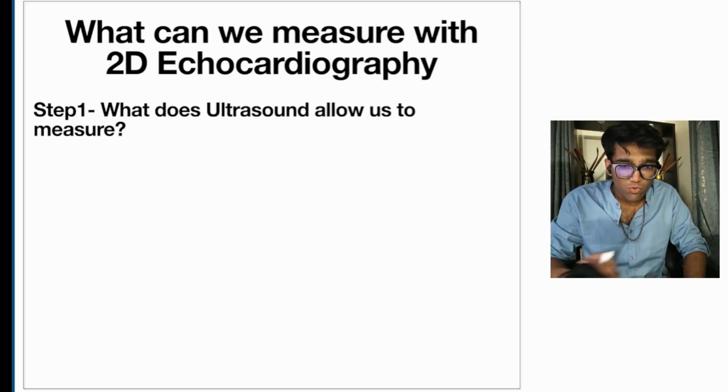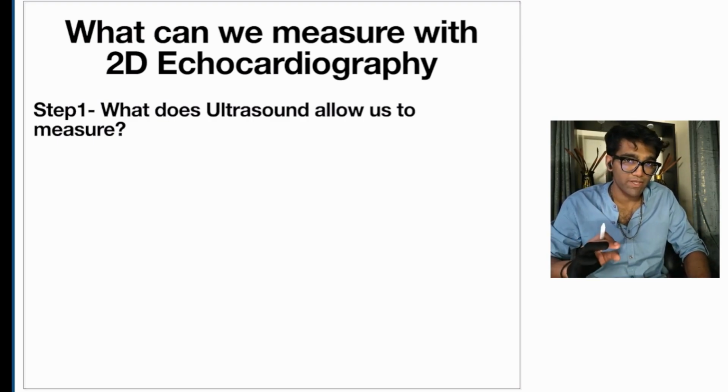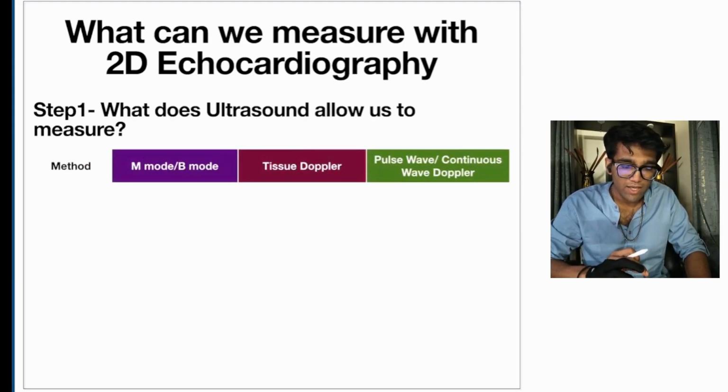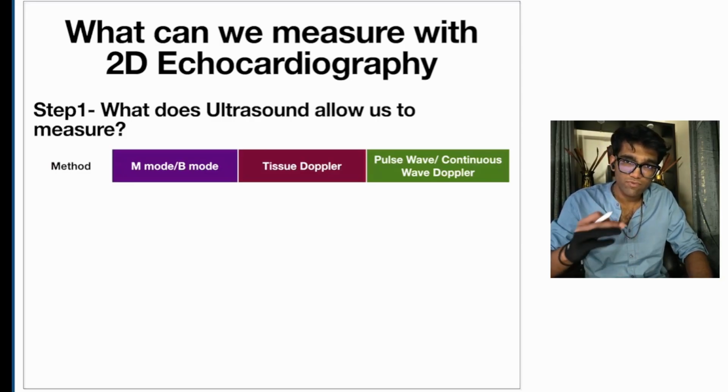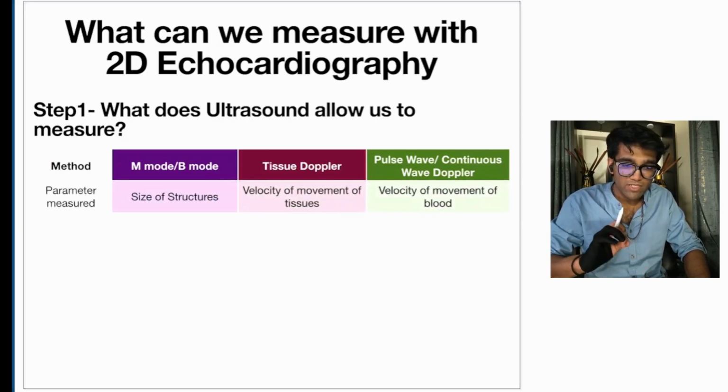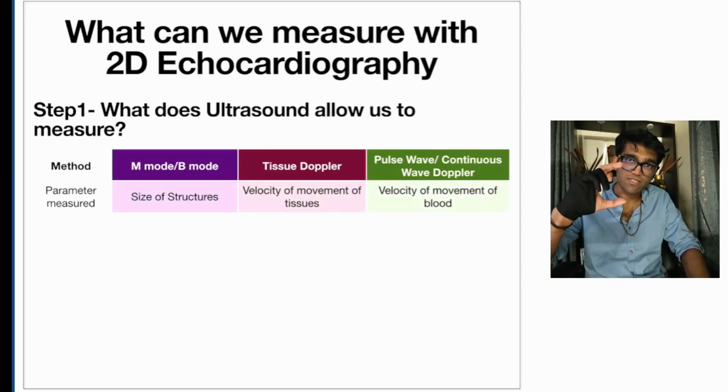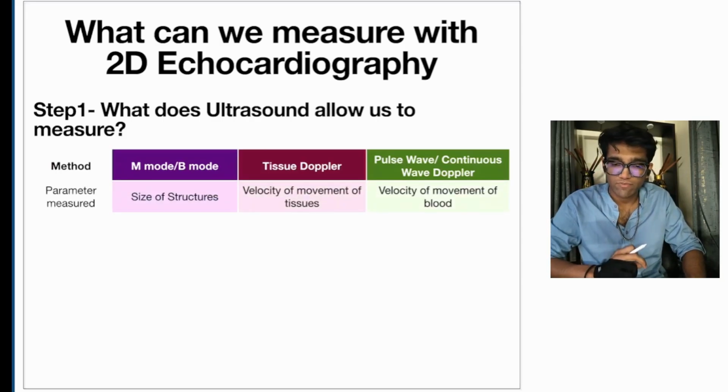Now what we've understood is that ultrasound techniques allow us to measure something. Okay, so what is that something? We have M mode ultrasound and B mode ultrasound. Both show the amount of wave reflected and therefore the distance from the probe. Okay, so we measure the size of structure, the actual distance between two tissue interfaces.